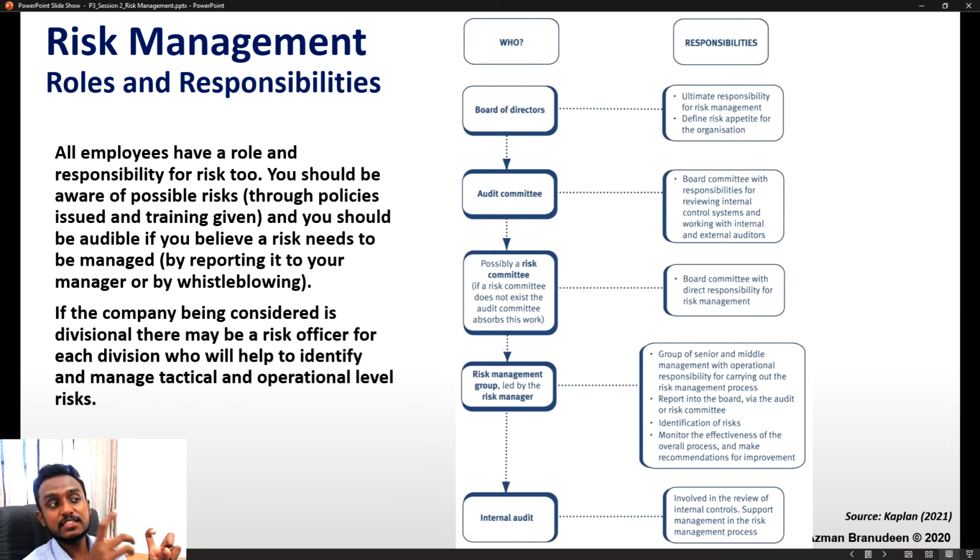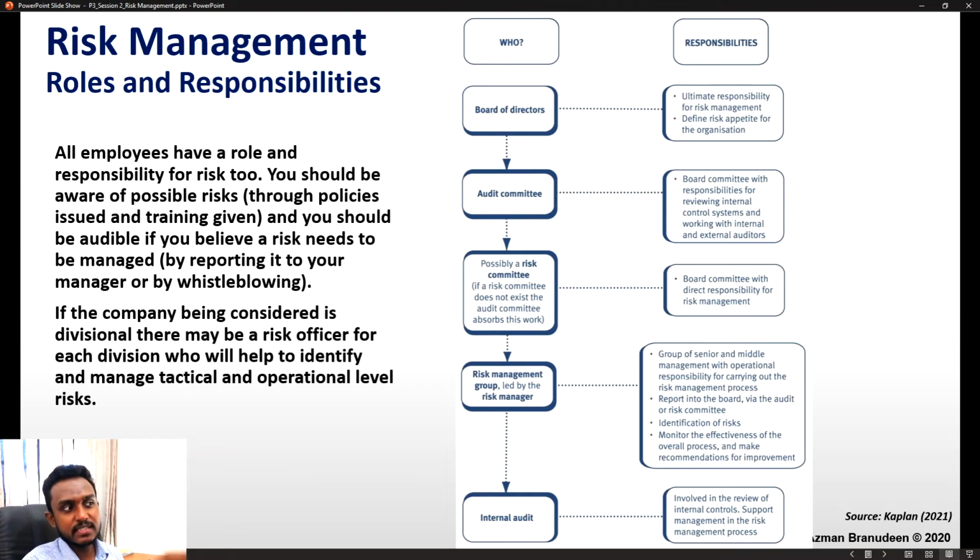The risk committee works through a risk management team, and the risk management team is led by the risk manager himself. What does the risk management team and the risk manager do? They are a group of senior and middle management with operational responsibility for carrying out the risk management process. They report to the board through the audit or risk committee. They identify risks, they manage the risk register, they monitor the effectiveness of the overall process, and even make recommendations for improvement. And one independent team that provides oversight support to the audit committee is the internal audit team. They are involved in the review of internal controls and support management in the risk management process.